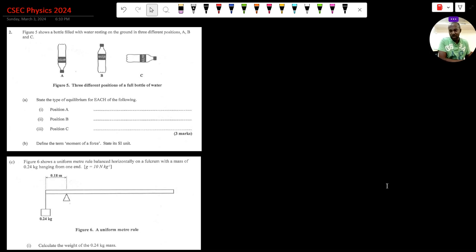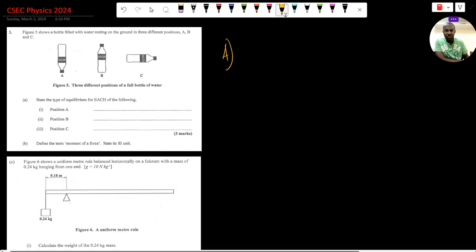Now, question 2, the first part shows three water bottles, and they're in different orientations. Orientation A, the bottle is upside down. Orientation B, the bottle is right side up. And orientation C, the bottle is on its side. And we're asked to state the type of equilibrium for each of the following. Now, let's examine position A.